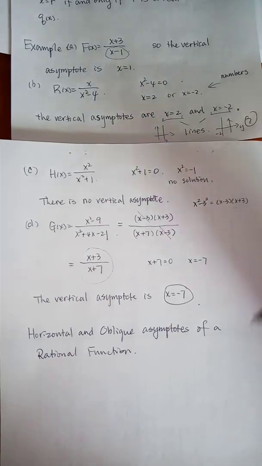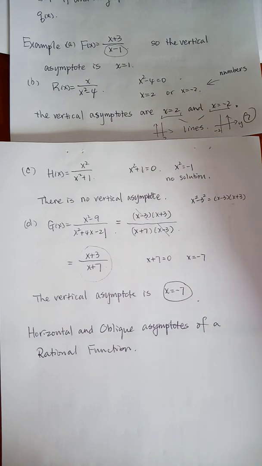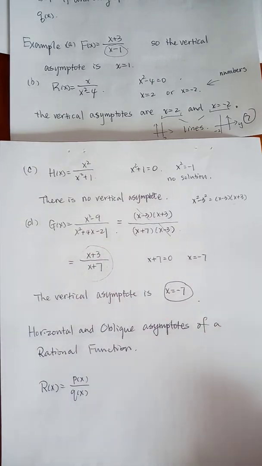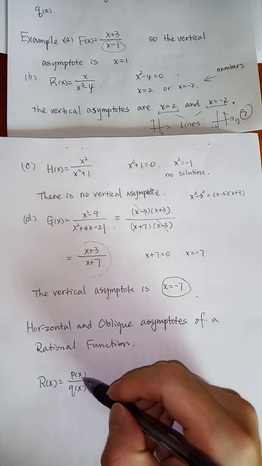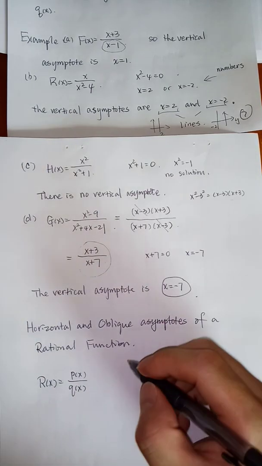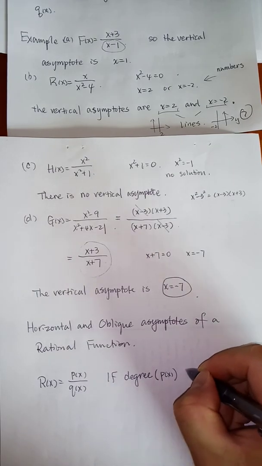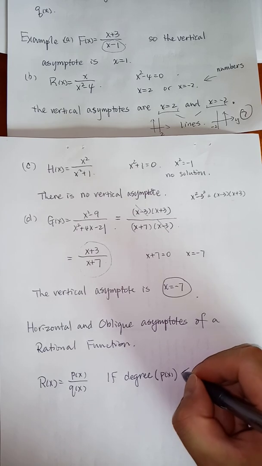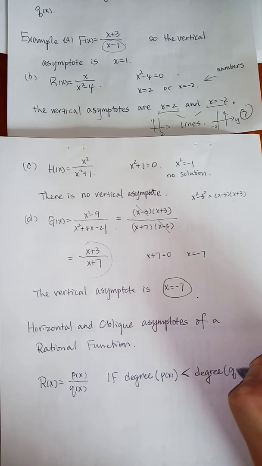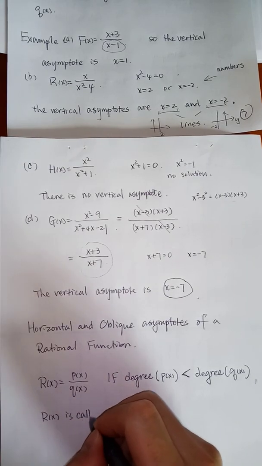Okay, and now let's try to study the horizontal asymptote. First, the rational function has two polynomials, p and q. Possibly, the degree of the numerator is less than the degree of the denominator. If the degree of the numerator is strictly less than the degree of the denominator, R is called proper.